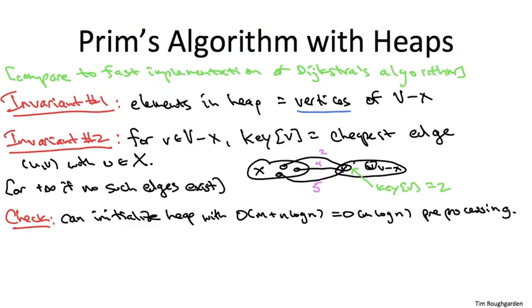So the thing to think through, and make sure you believe this, is that first of all, with a single scan through the edges, so O of m time, we can compute the key value for each vertex that needs to go in the heap, and then we just have to insert those n minus 1 vertices into the heap. So that's going to cost us O of m time for an edge scan, and then n log n for the inserts.